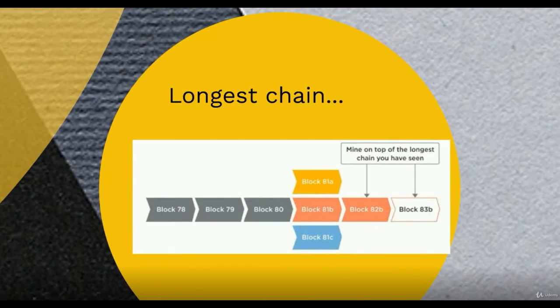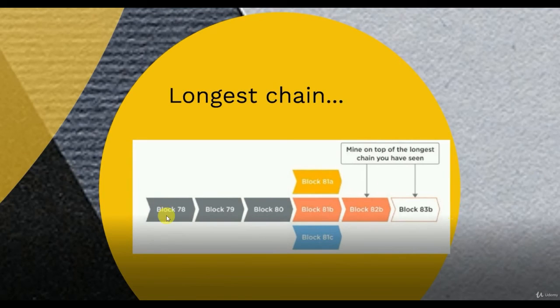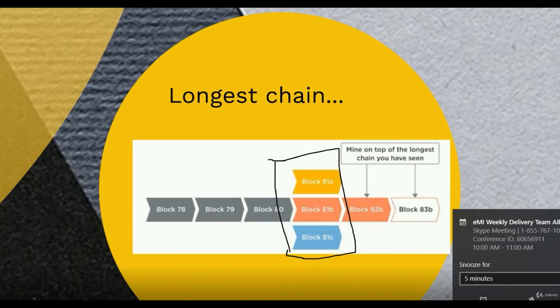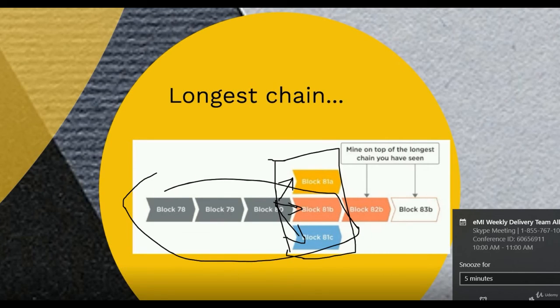So say this is the longest chain rule. This is the example that I have shown you before. So blocks 78, 79, 80. Now the three miners are going to mine these three blocks at the same time. So now the three forks, fork number 1, fork number 2 and fork number 3, are created. So the next time another miner needs to create a new block and add it to this blockchain, he is going to add the block to some fork.